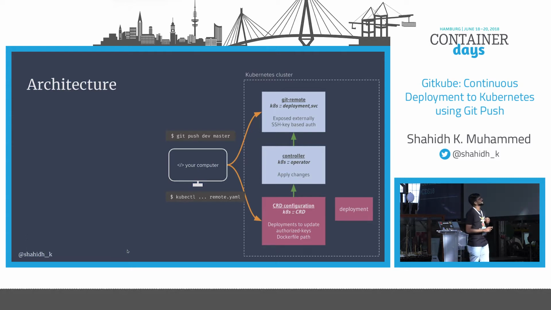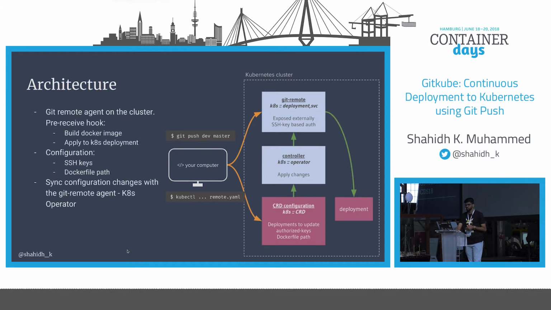already set up this Gitkube operator. That's what happens when you do gitkube install, and it's going to watch on a CRD. When you create this remote.yaml, the CRD is getting created. It's going to configure something called Gitkubed, which is the agent responsible for building the images. And the controller is also going to give you back the IP or the git remote URL to which you are going to push. And when you do git push, it's going to Docker build the image and update the deployment.